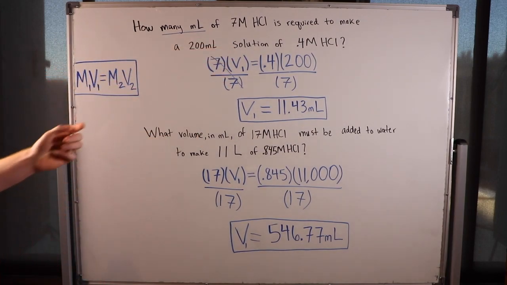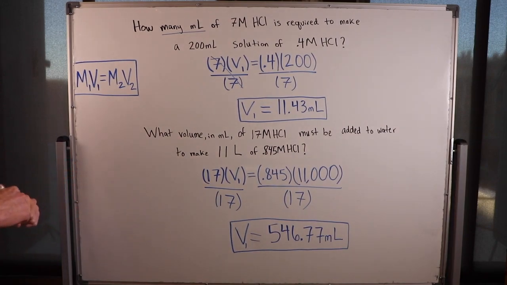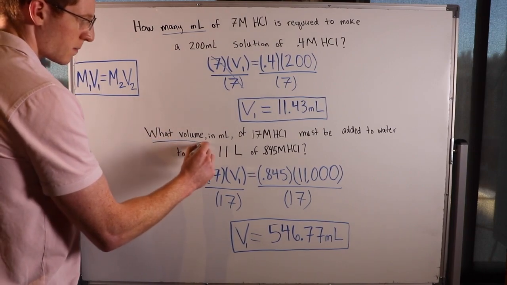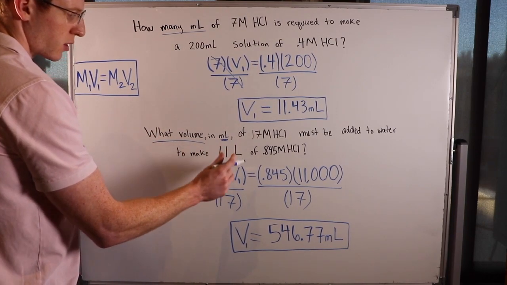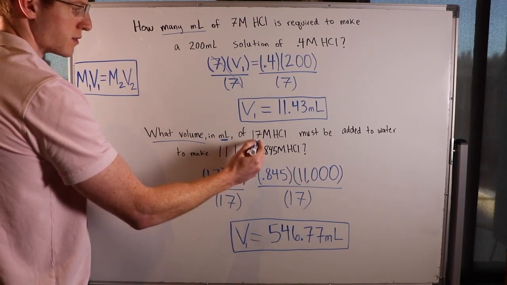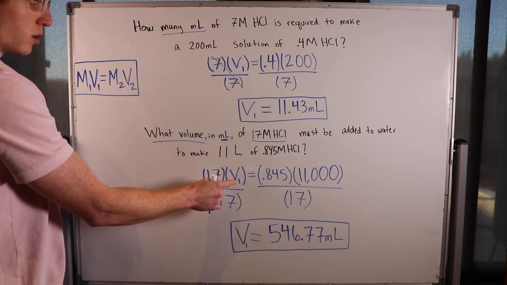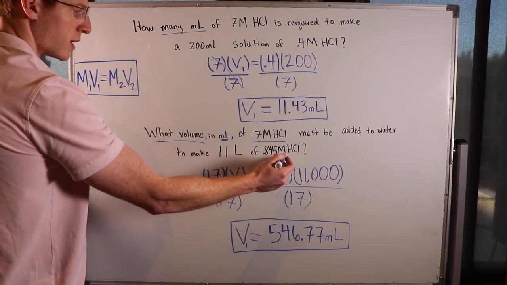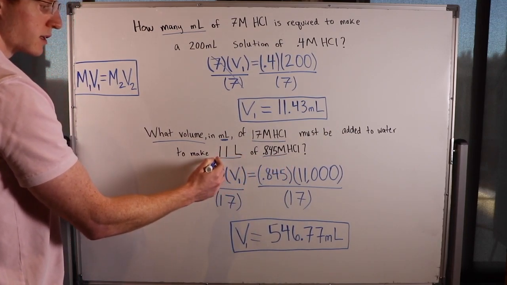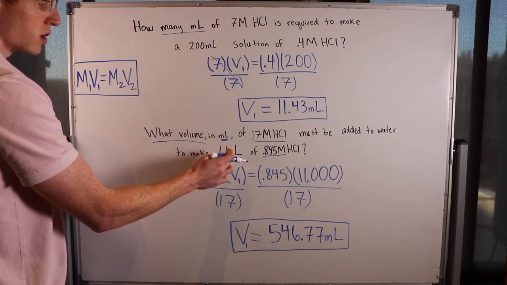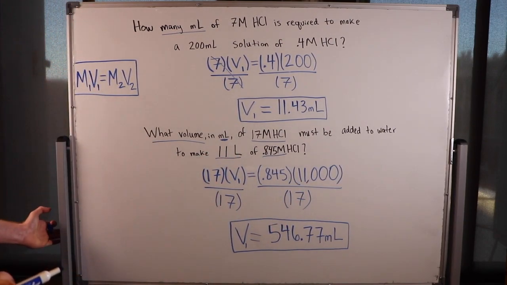So next problem, what volume in milliliters of 17 molar HCl must be added to water to make 11 liters of 0.845 molar HCl? So again, what is our initial solution here and what are they asking for? Well, they say what volume in milliliters, so we'll pick milliliters for our volume units of 17 molar HCl. So this is our initial solution. We have 17 molar of an unknown volume and we want to make 0.845 molar of an 11 liter solution. Notice I'm using milliliters, so I had to change 11 liters into 11,000 milliliters.